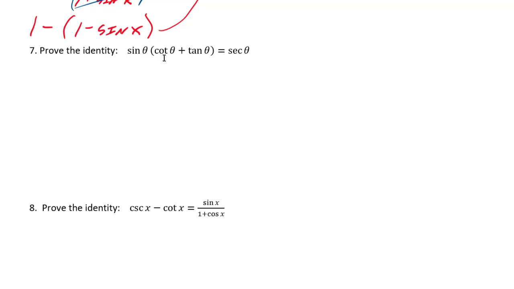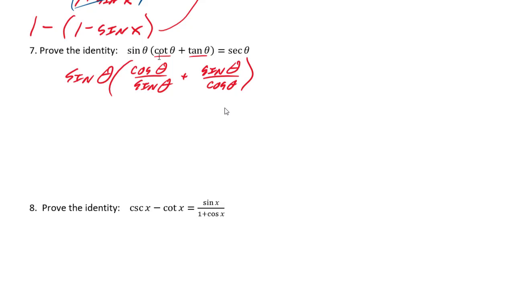I'm going to go ahead and kind of go after the let's make everything sines and cosines approach. So replace the cotangent and tangent with their equivalent statements. So sine of theta, parenthesis, and then cotangent's the same as cosine over sine. Tangent, on the other hand, is sine over cosine. And at this point, just distribute through and eliminate the parentheses.